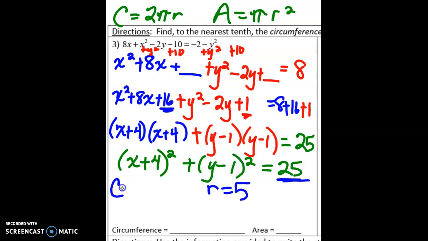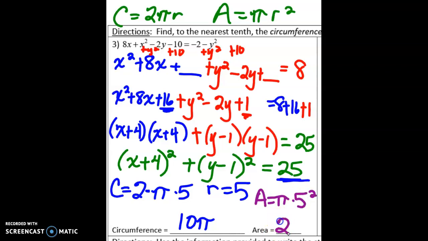So the circumference is going to be 2 times pi times r. So the circumference is 10 pi, and we'll just leave the pi in it. And the area is pi r squared, and so the area is going to be 25 pi. Again, just leave the pi in it.